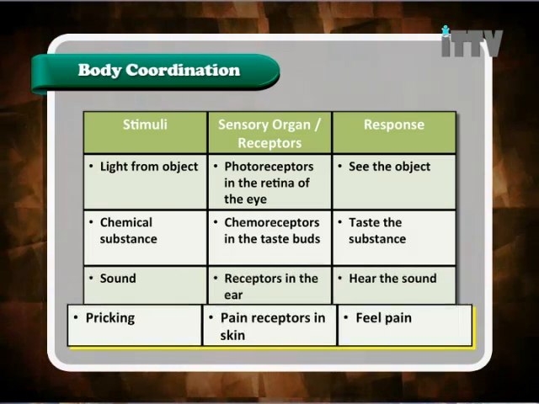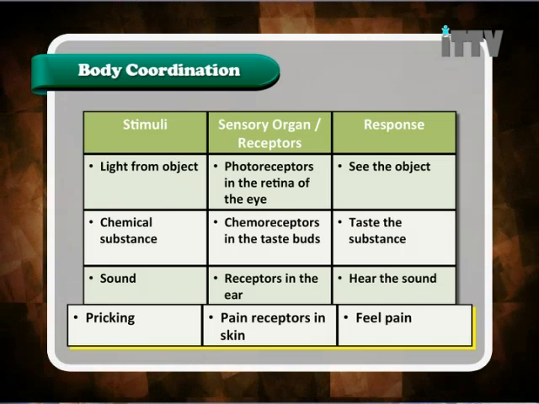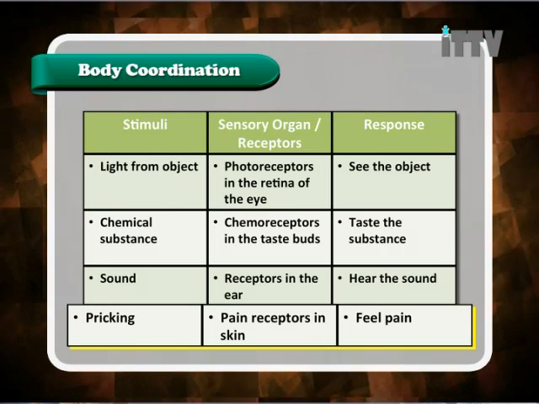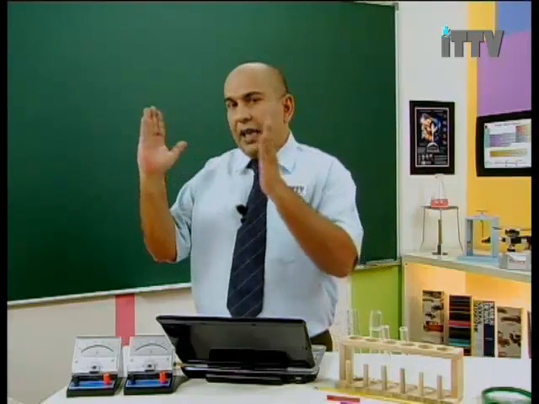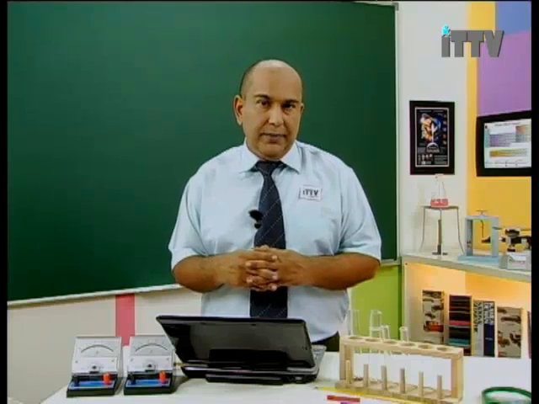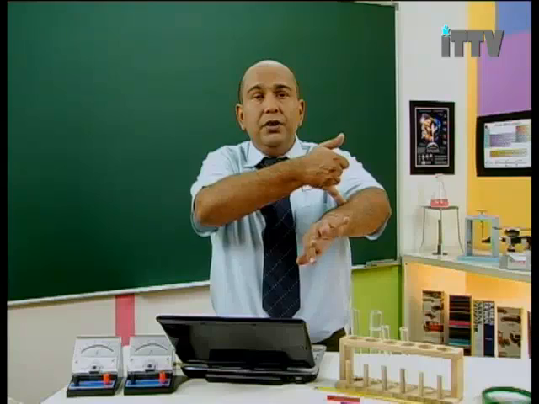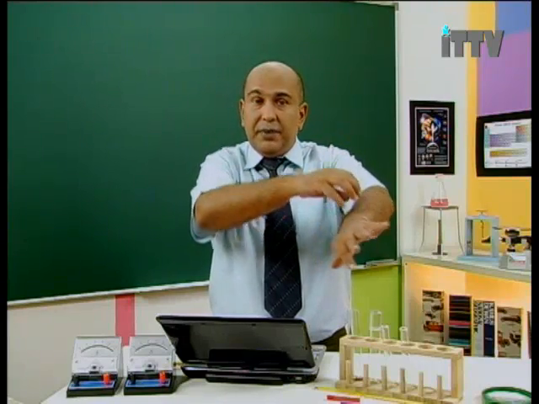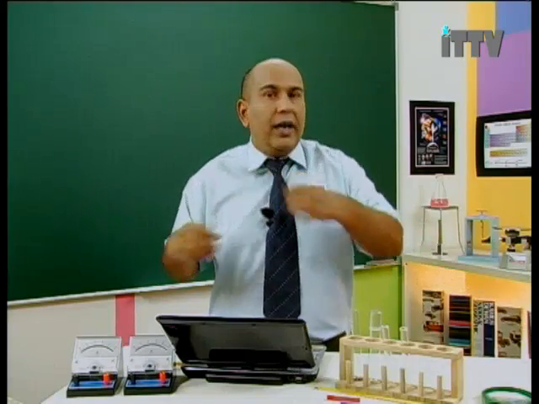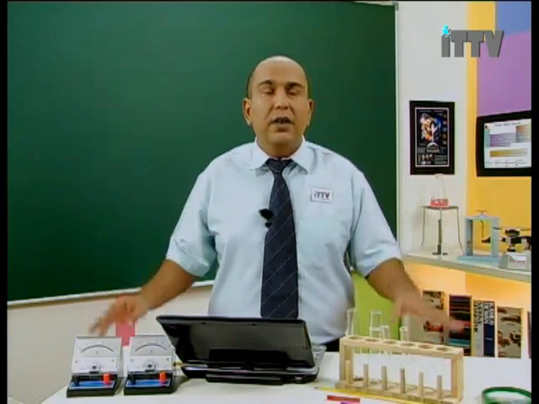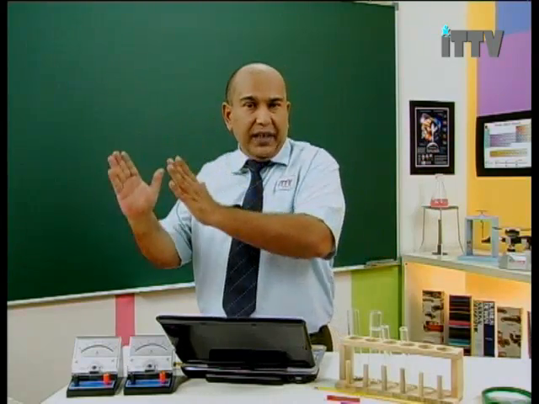Stimuli, pricking. Sensory organ or receptor, pain receptors in the skin. Response, feel pain. So this is how our stimulus, receptor, and response are all interconnected. I think the easiest of them to understand is the pricking. When someone pricks you, the pain receptor sends a message, and you respond. You feel pain. Maybe you pull your hand away or something like that, or shout, ouch. So remember, stimulus, receptor, effector.